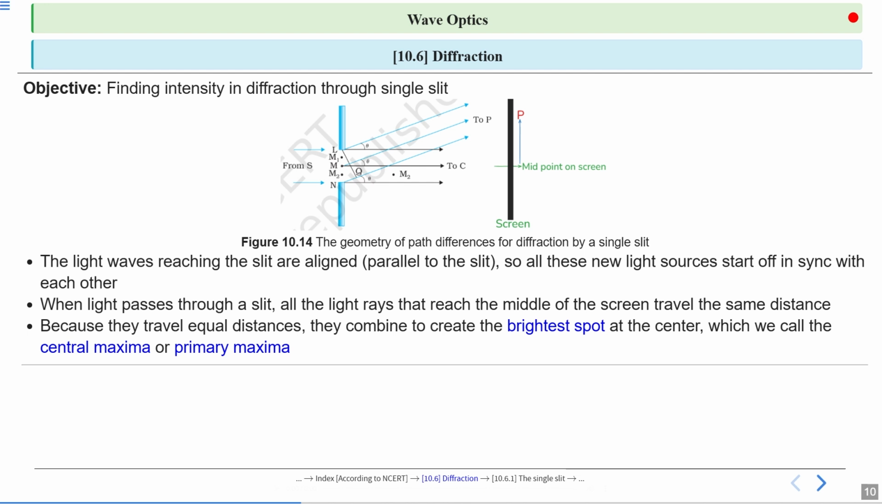So because these light rays travel equal distances, they combine constructively to create the brightest spot at the center, known as central maxima or primary maxima. This is the most intense part of the diffraction pattern. Understanding this concept helps us predict where other bright and dark spots will appear on the screen.